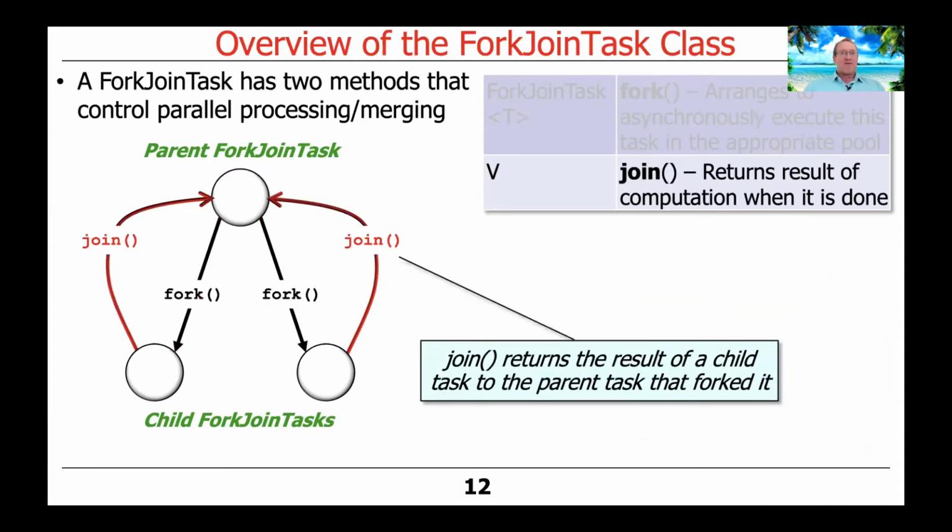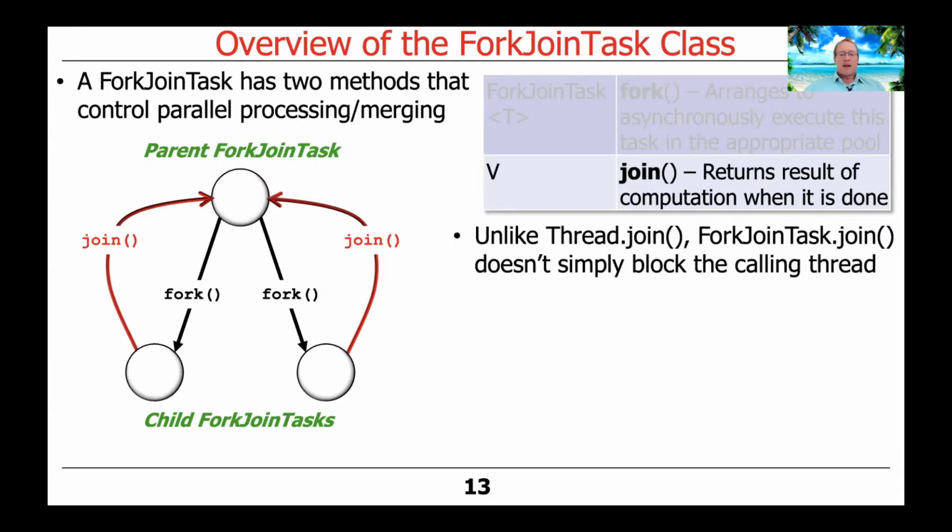Join, which is the other half of ForkJoin, returns the result of a child task to the parent task that forked it. So when something is forked, then you get back a ForkJoinTask, and then you can later join with that task to return the result of the computation when it is complete. Now, this is also quite interesting. If we think about fork as being kind of a lightweight thread start, you can think of ForkJoinTask join as being something like a lightweight thread join.